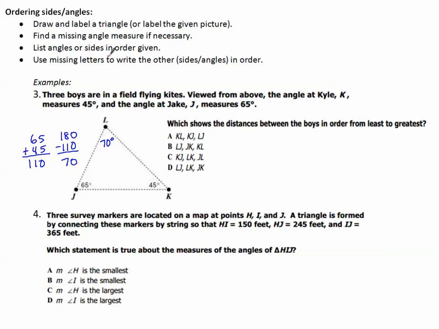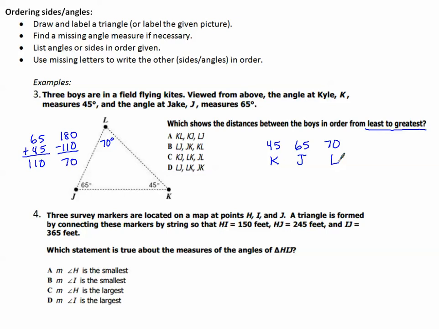Now list the angles or the sides in the order given. Usually they ask to go from small to large, but let's read it to make sure. Which shows the distances between the boys in order from least to greatest. So I want to order what I have from little to big, from small to large. So I'm going to start with the small angle. 45 is the smallest. That's angle K. So 45 is angle K. If I start with just ordering the numbers, that could help too. So 45, then 65, then 70. K is the 45, J is the 65, and L is the 70.